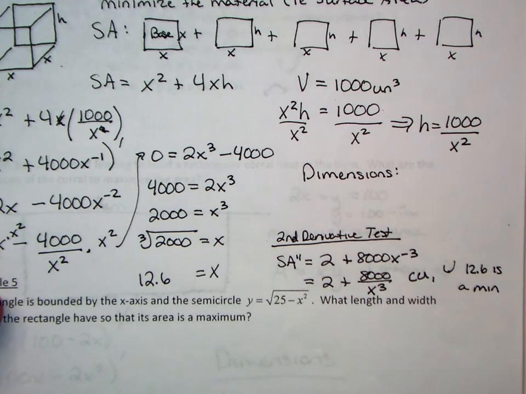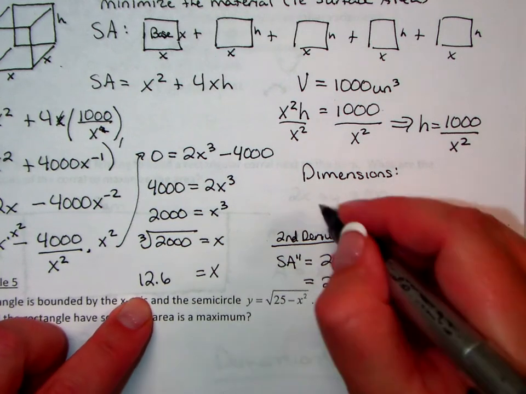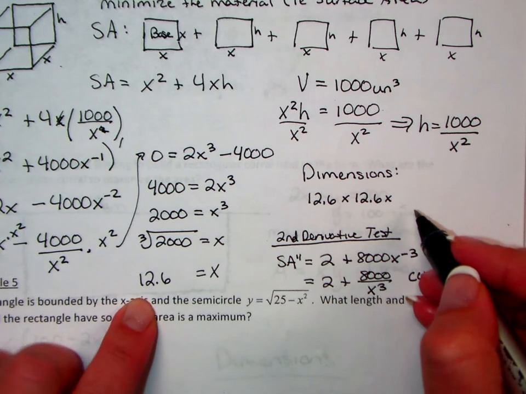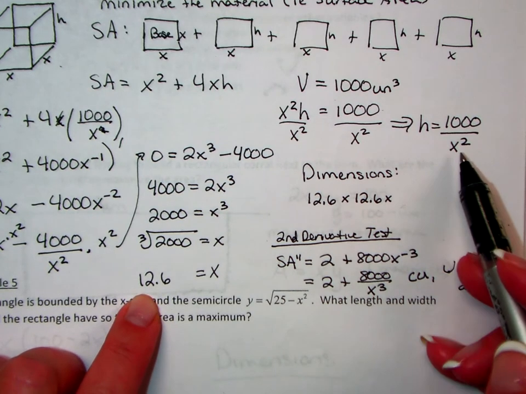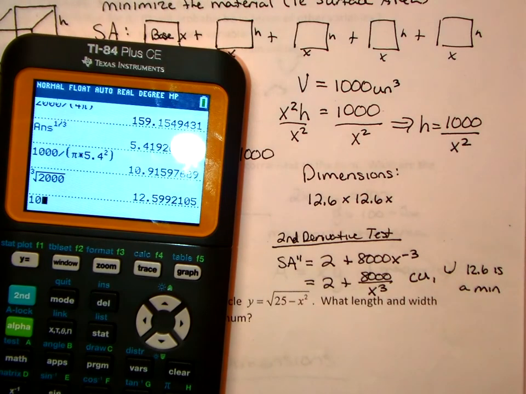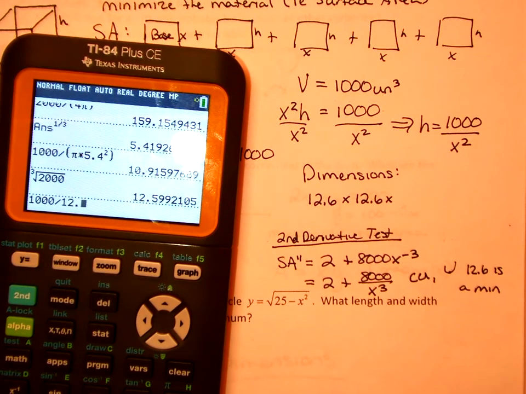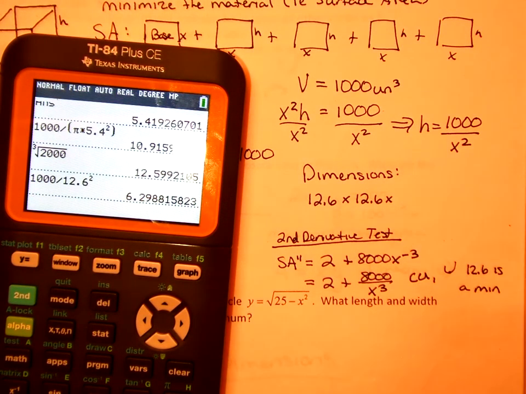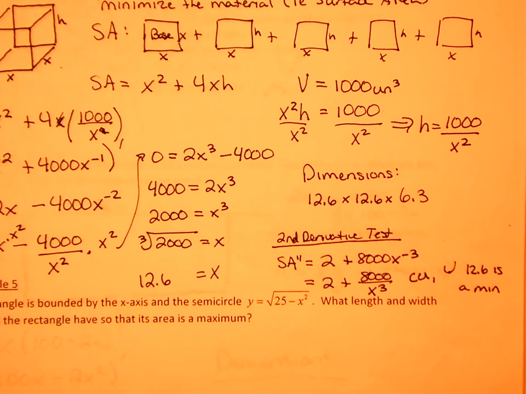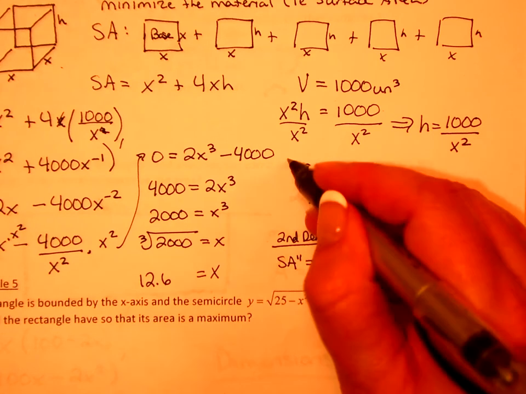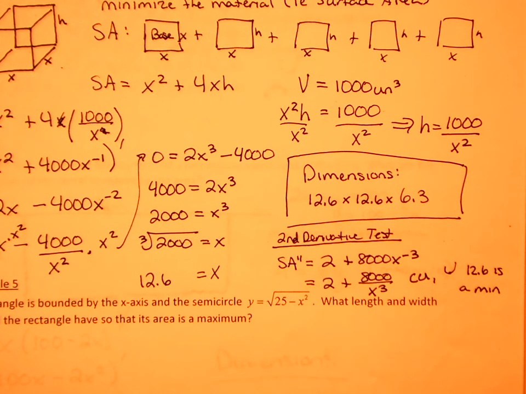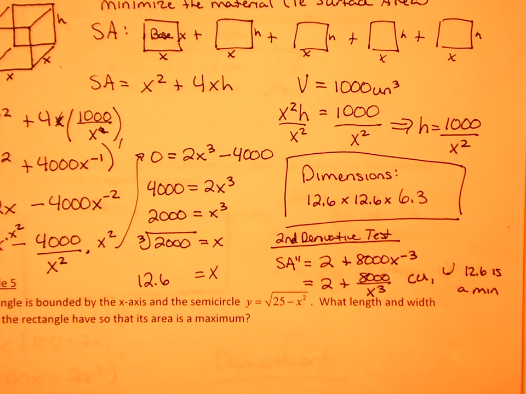Length times width times height. All right, 12.6 by 12.6 by, what's the height? Okay, let's go ahead and plug 12.6 in here. So 1,000 divided by 12.6 squared is 6.3. Okay, so here's our dimensions of the box. Okay, here's our final answer. Right, make sure you're doing this extra second derivative test when you calculate your solutions.